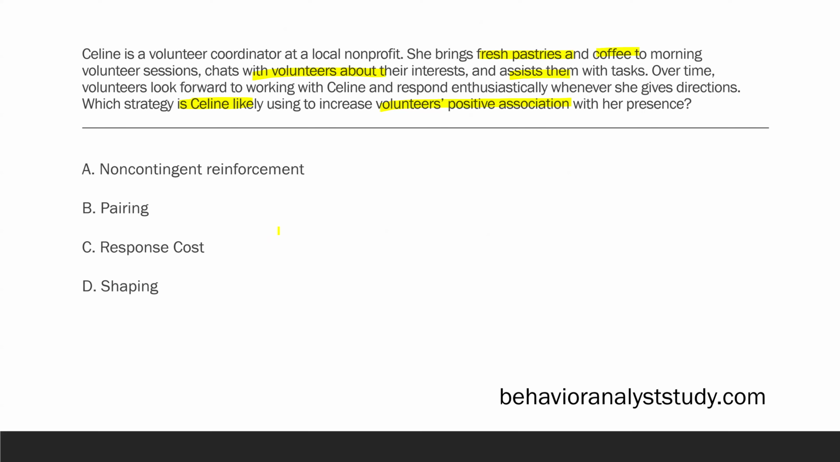C, response cost is obviously a punishment procedure where we're removing something contingent on behavior. Not the case. And then D, shaping. We're not looking at approximations here. What Celine is doing is B, pairing. Notice how we read every answer choice and we identify why the wrong ones are wrong. That's going to make you very good at the exam. Not only do you know why the right answer is right, but why the wrong answers are wrong?